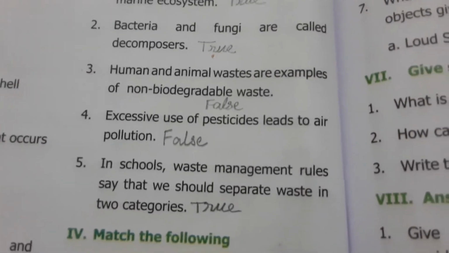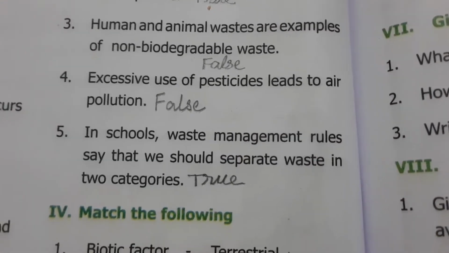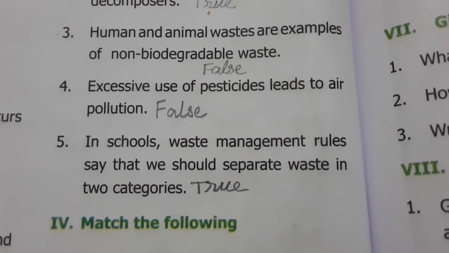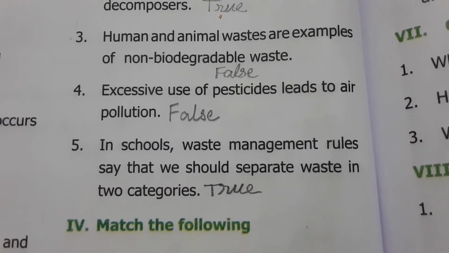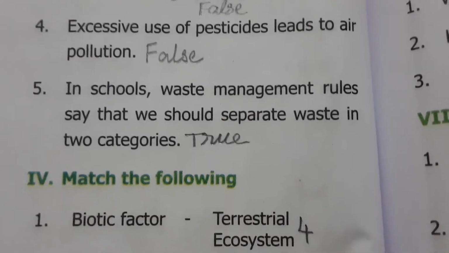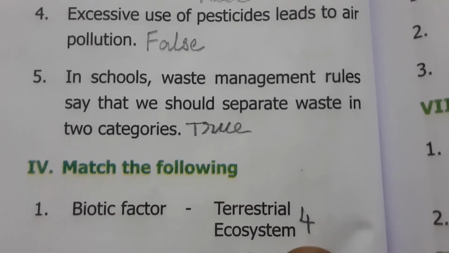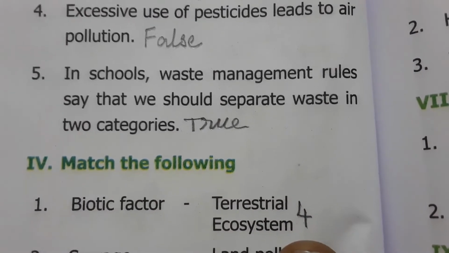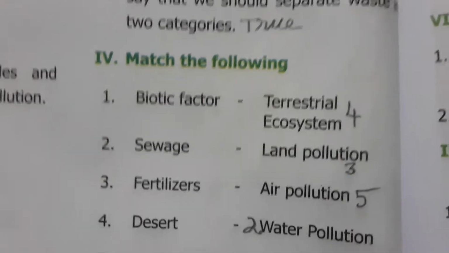So excessive use of pesticides leads to air pollution is what they have given. It's a false statement, because excessive use of pesticides leads to soil pollution. In schools, waste management rules say that we should separate wastes in 2 categories. True. Next is match the following.